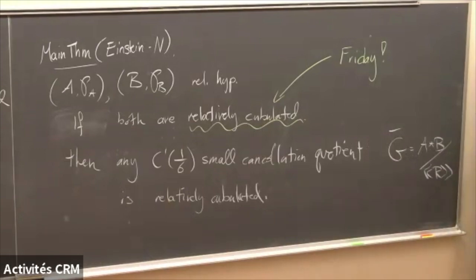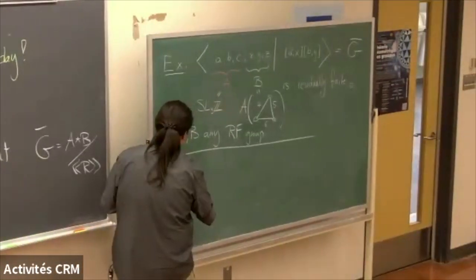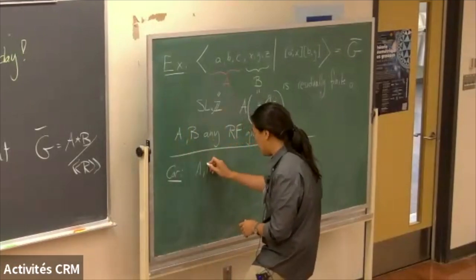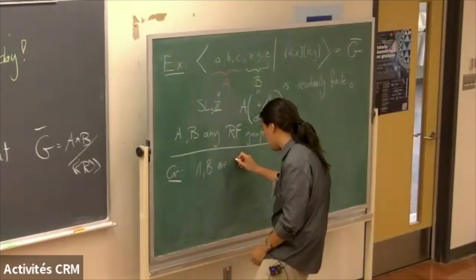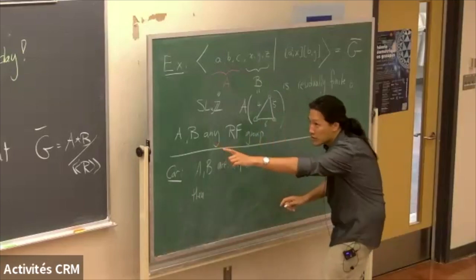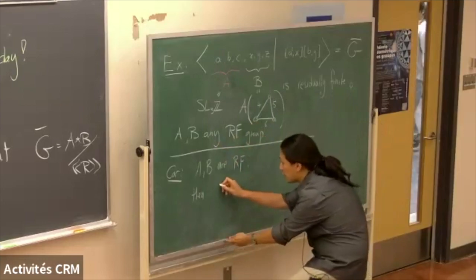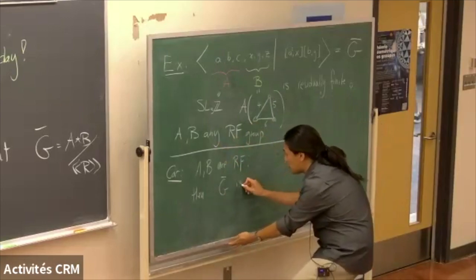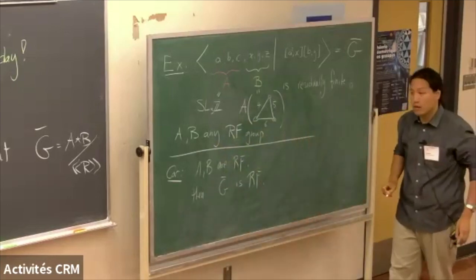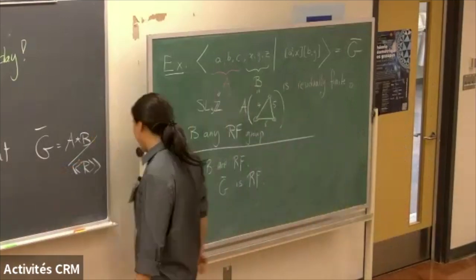Let me list a corollary of that theorem: suppose that A and B are both residually finite. Then you can use this theorem and work of Teddy and Daniel Groves to show that G bar is again residually finite. G bar means any C prime 1/6 small cancellation quotient.